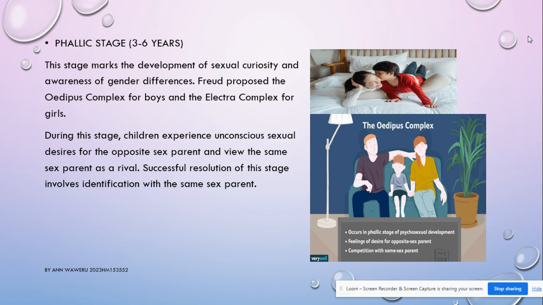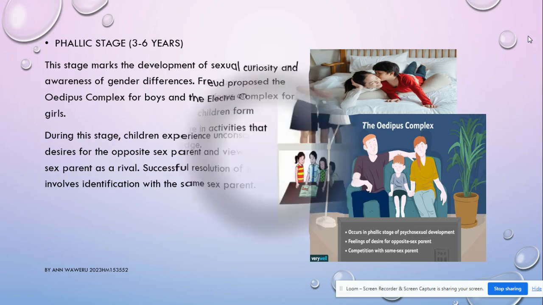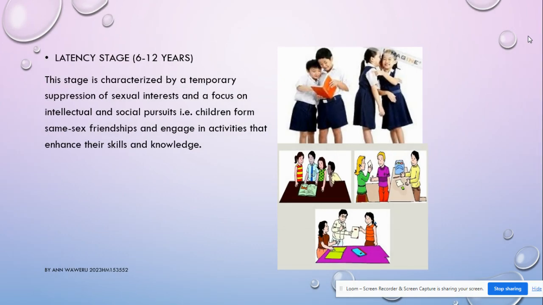You can just imagine. Your baby girl prefers the daddy, and your baby boy prefers to be with the mom always. And sometimes you are trying to be intimate or even give a kiss to your partner and then your child comes in between because he or she does not want that to happen. But it's just a stage and sooner or later they outgrow it. Successful resolution of this stage involves identification with the same sex parent. So later, once the child is past 6 years, she can identify herself with either the father or the mother, depending on the gender. The fourth stage is the latency stage, which is usually 6 to 12 years.